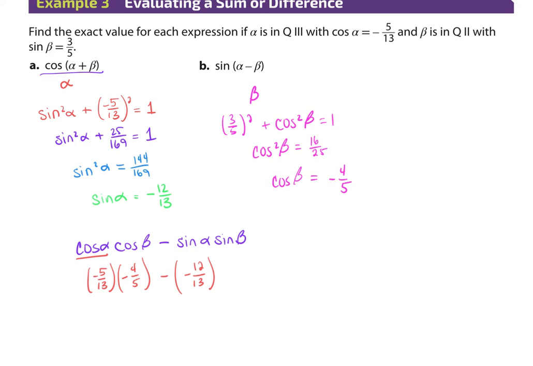Sine of beta, they gave me. Right? And then I'm just going to simplify those. This is going to be 20 over 65, minus, and by the way, I'm not going to reduce this till I'm done because I'm going to automatically have a minus a negative, so it's going to be plus 36 over 65. I'll reduce at the end if possible. We're going to get 56 over 65, and I actually don't think that reduces.